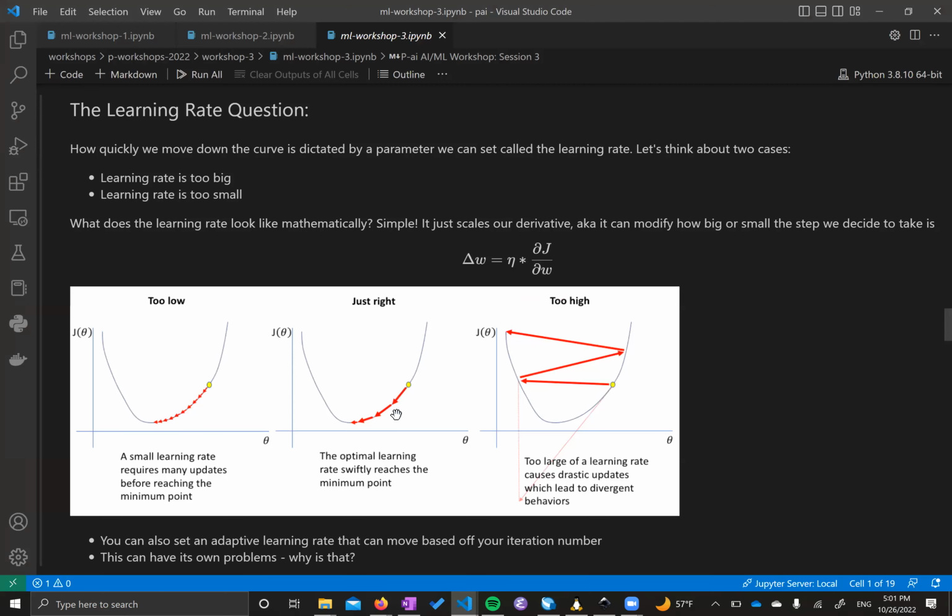And yeah, so if your learning rate is just right, in the perfect balance of in-betweens, then you'll be able to walk to the right place in not too long of a time and without jumping around too much.